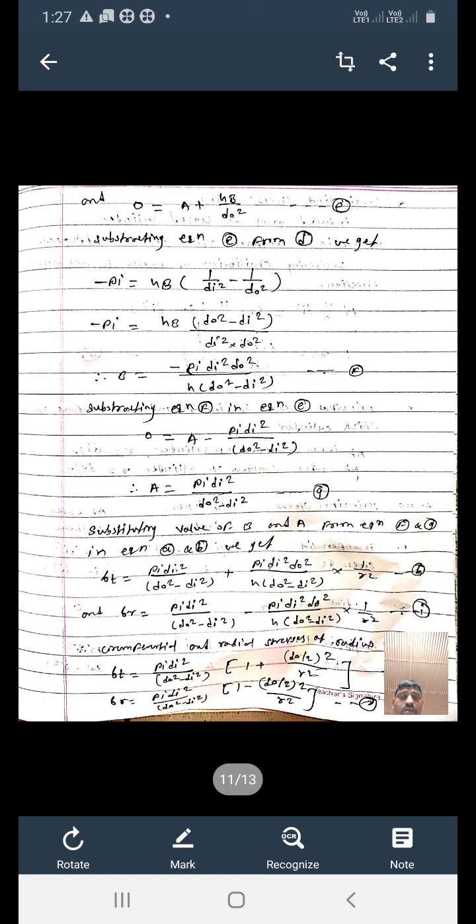Then I will again simplify that equation. Sigma T is equal to Pi di square divided by (do square minus di square). I will take the common factor outside, and the remaining thing I will write in bracket: 1 plus (do divided by 2) square divided by r square. This is equation 1. And sigma R is equal to Pi di square divided by (do square minus di square). I will take the common factor outside, and the remaining thing is bracket 1 minus (do divided by 2) square divided by r square. This is equation number 2.